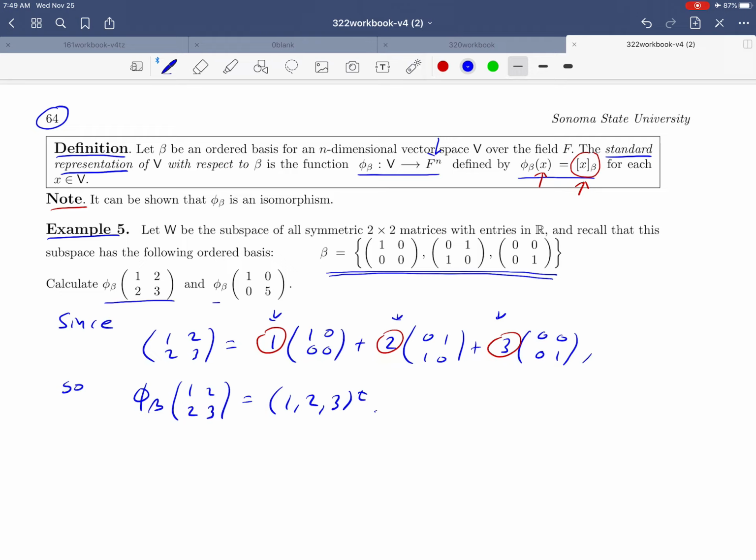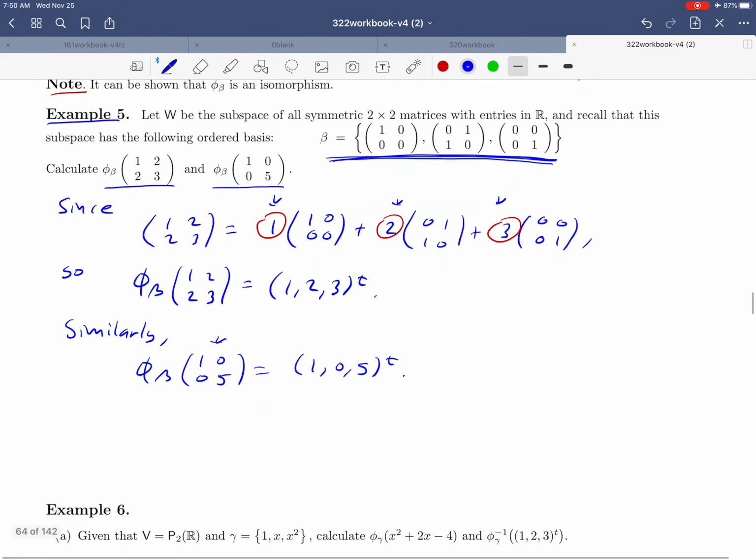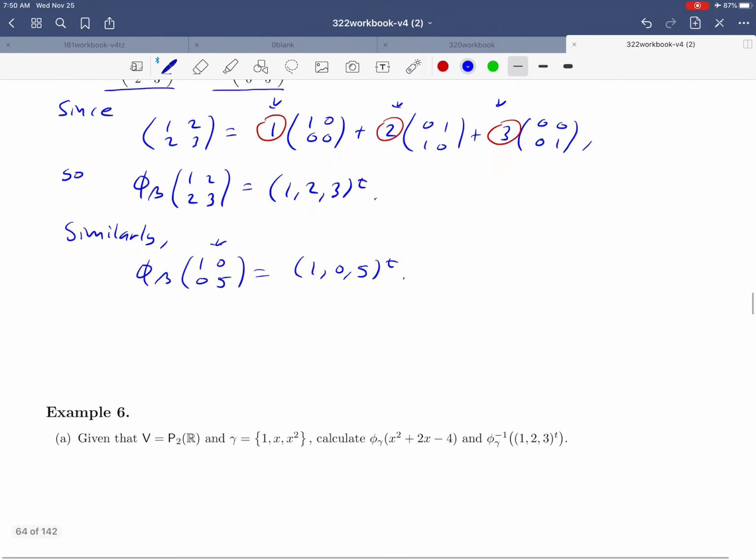Okay, and then phi beta of [1 0; 0 5], same idea. You would simply ask, how do we build [1 0; 0 5] as a linear combination of these three vectors? And that's going to be a very similar calculation. Phi beta of [1 0; 0 5] is going to be the coordinate vector (1, 0, 5). You can check that and confirm that 1, 0, 5 are the right coefficients to build this matrix. Okay, so I think we've answered the two questions in example 5. Let's do one more example just to make sure that we understand this.